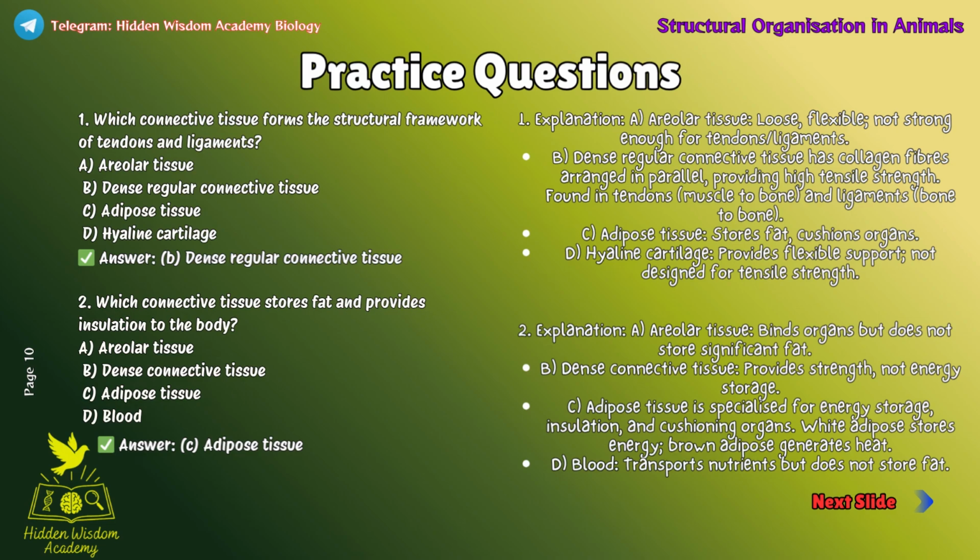Explanation. Areolar tissue binds and supports organs but doesn't store much fat. Dense connective tissue gives strength, not for energy storage. Adipose tissue stores fat, cushions organs, and insulates the body. White adipose stores energy. Brown adipose generates heat. Blood transports nutrients and cells but doesn't store fat. So, option C is the correct answer, that adipose tissue stores fat and provides insulation to the body.